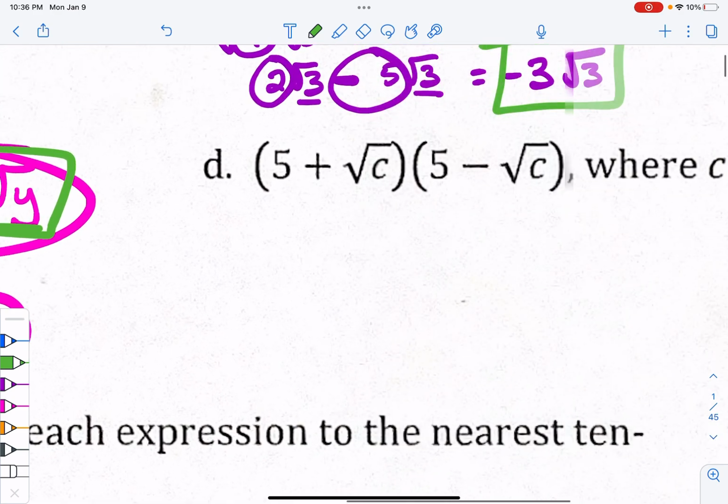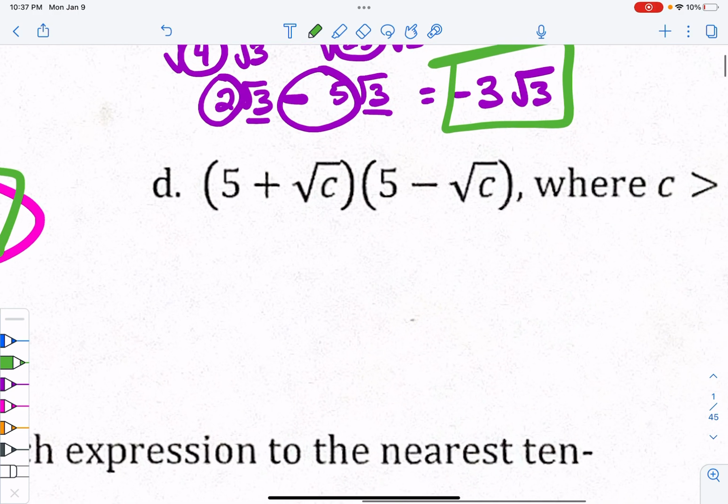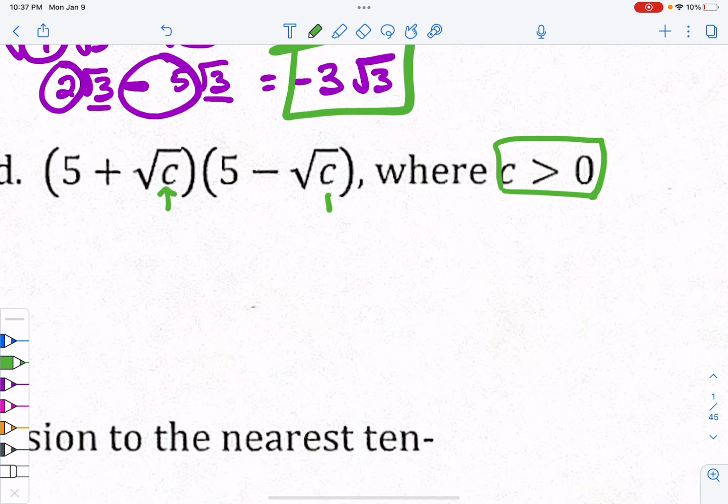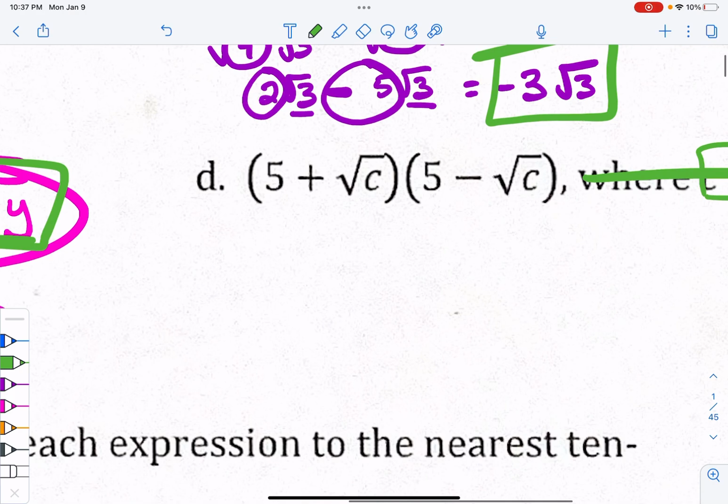D. All right, let's see D. We are FOILing. Where it says C is greater than 0, don't get bogged down by that. What they're saying is C has to be a number greater than 0, which means we're not dealing with i's at all, not dealing with negatives inside of a square root. That's not meant to confuse you, it's meant to be helpful so that we know we're not dealing with any i's here. So I can just FOIL straight and everything looks fine.